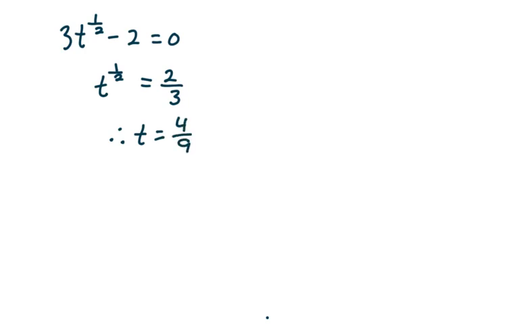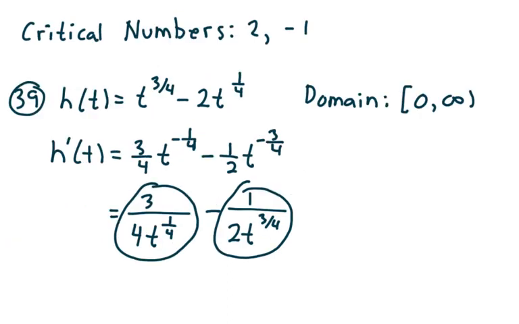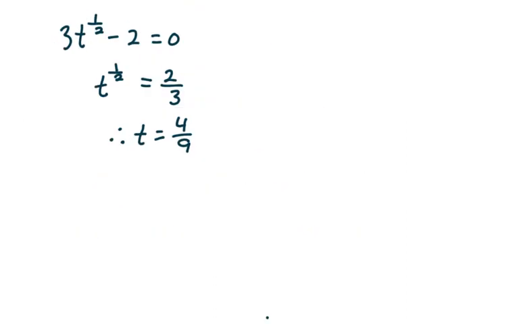Now the question, does 4/9 belong to the domain of the function? The answer is yes. Is 0 in the domain of the function? The answer is yes. And so what that tells me is that the critical numbers for problem 39 are 0 and 4/9.